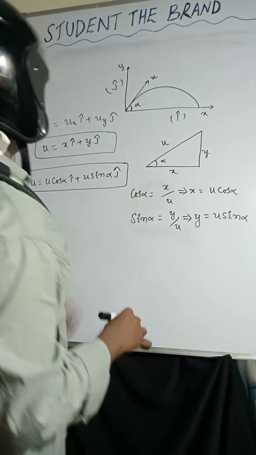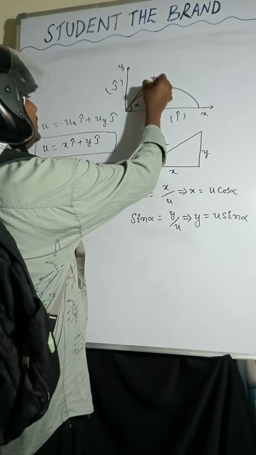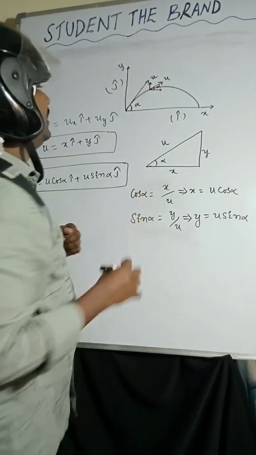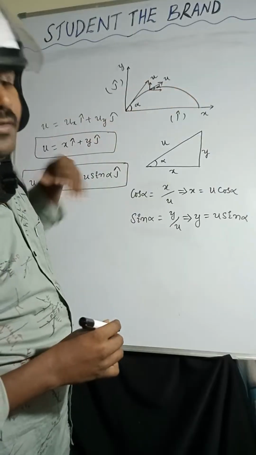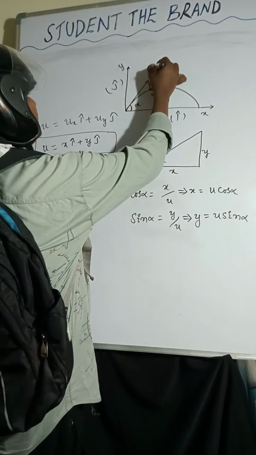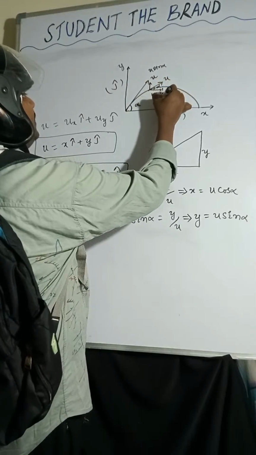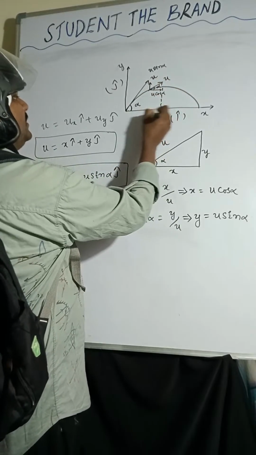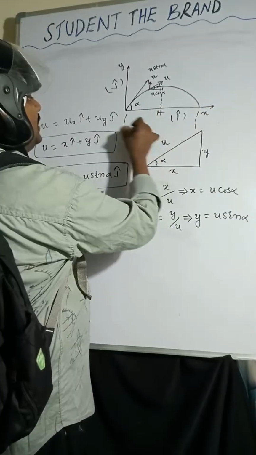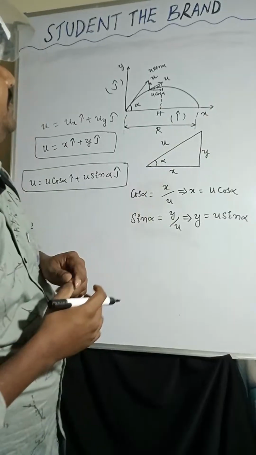So at any time, along x-axis and along y-axis, the u value is there. It is making an angle alpha. Along x-axis u cos alpha, along y-axis u sin alpha at any time. So here is the maximum height, and this is the maximum distance, the displacement, the maximum range we can consider.